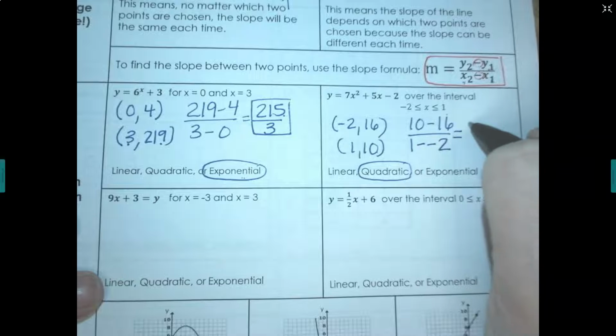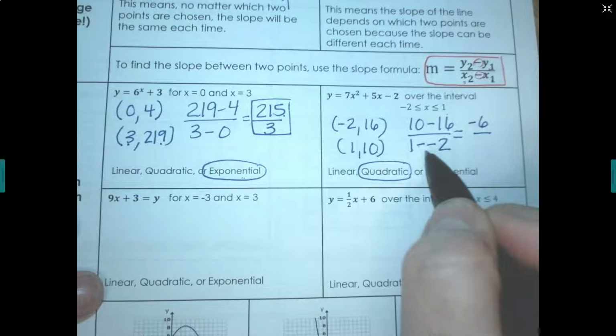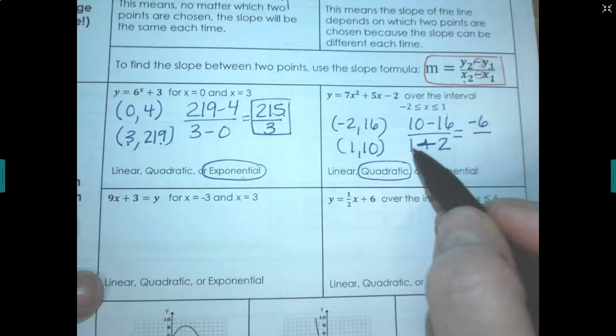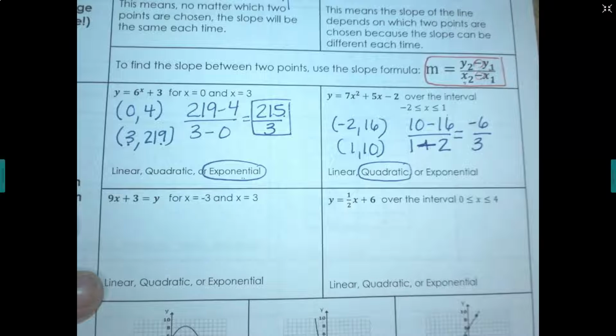10 minus 16 will give me -6. 1 minus -2, minus a negative turns positive. So I have here 1 plus 2, which gives me 3. And this will simplify down because -6 is divisible by 3, which gives me a slope of -2.